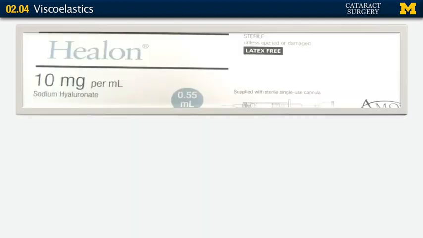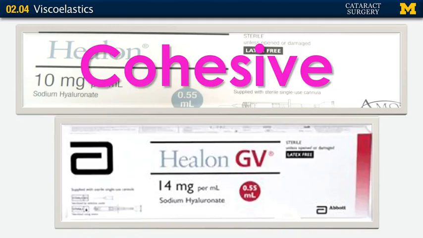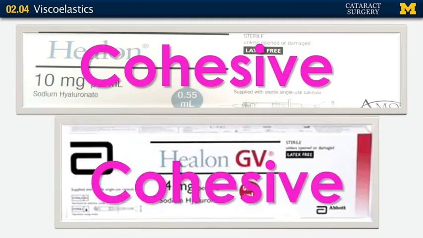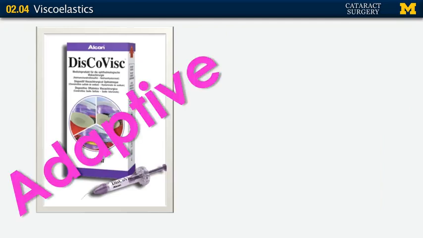So let's take a quiz. Can you tell me what type of OVD this is? Is it cohesive, dispersive, or viscoadaptive? If you said cohesive, you're correct. Now, Helon GV. You are correct. That is cohesive. Let's move on. What about Discovisc? Correct. That's adaptive. That's got your cohesive properties and your dispersive properties depending on your flow rate.